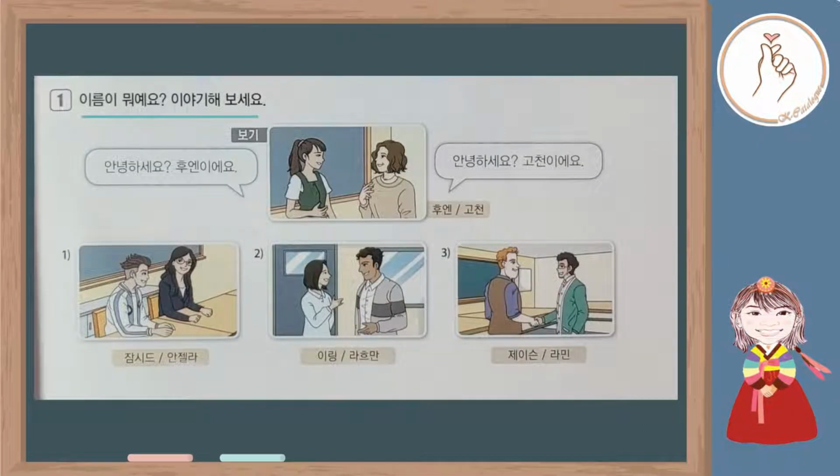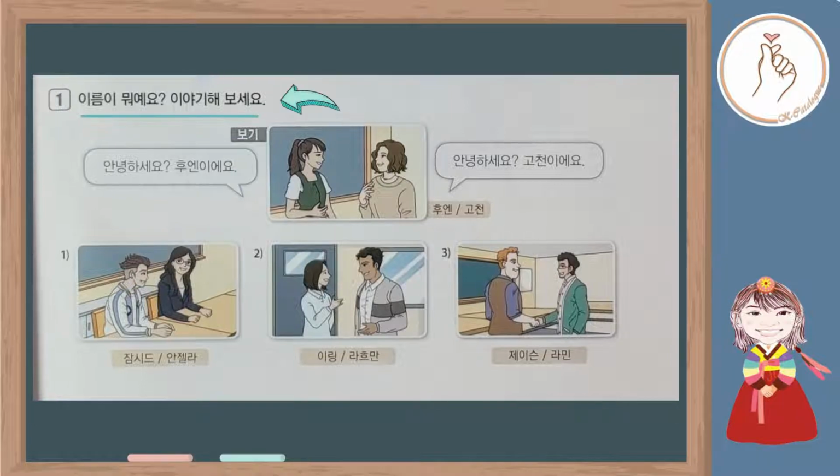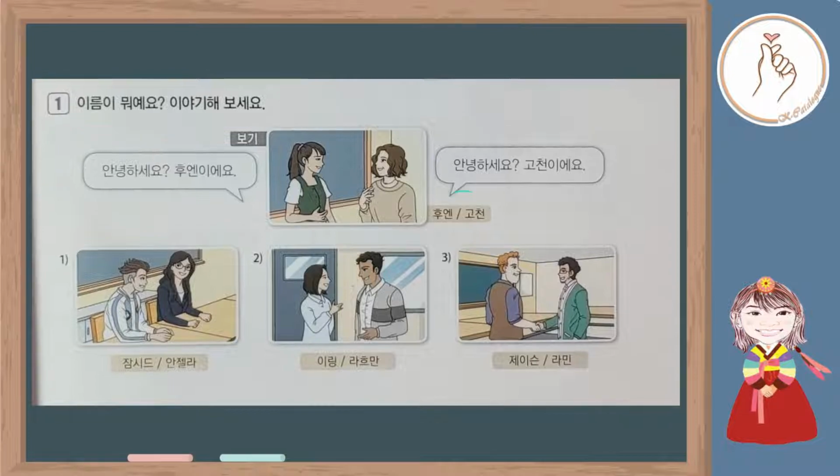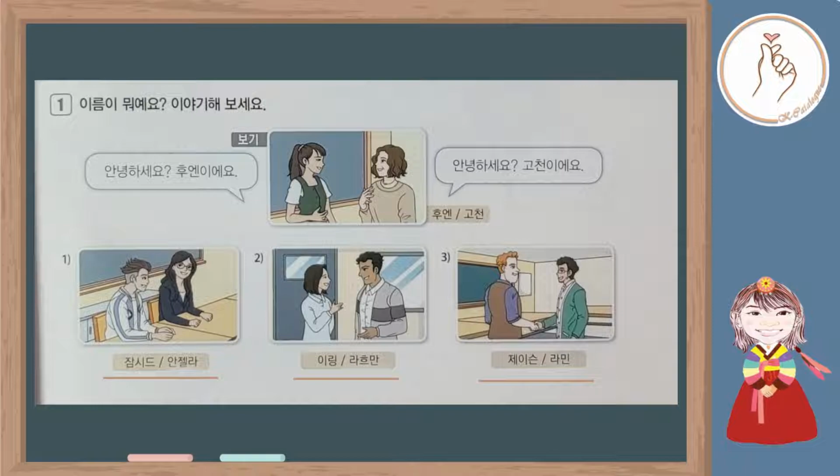Again, yung underlined words, sabi, 이름이 뭐예요? 이야기해 보세요. So again, ito yung sinasabi kapag gusto mong itanong yung pangalan ng isang tao. Sa first example natin, we have Huen and Gochon. Sabi ni Huen, 안녕하세요, Huen이에요. So nagpapakilala siya. Hi, I'm Huen. So same lang yung sagot ni Gochon. 안녕하세요, 고천이에요. Now it's your turn. So meron dyan yung 1, 2, and 3 nakalagay yung pangalan ng bawat character. So try to answer if we're going to use ieyo or yeyo.